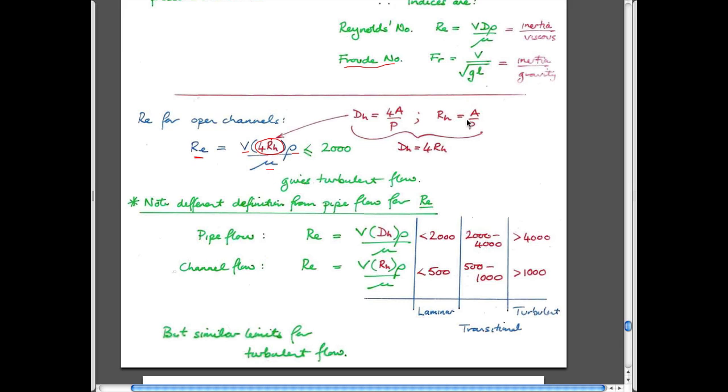And so by definition, the hydraulic radius is just the ratio between the cross-sectional area of flow divided by the perimeter.